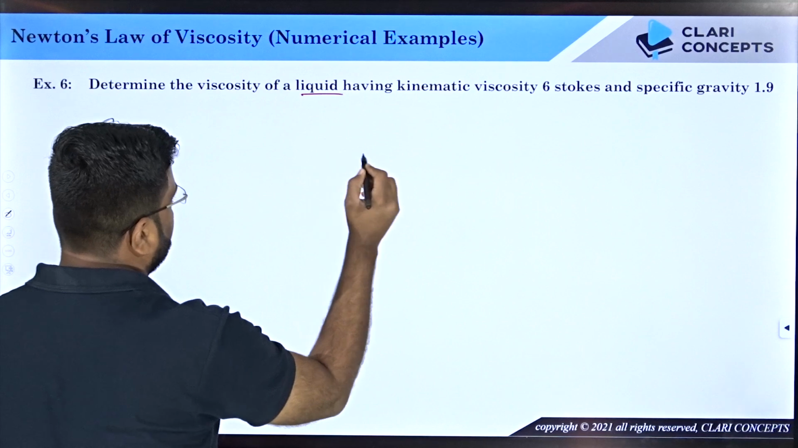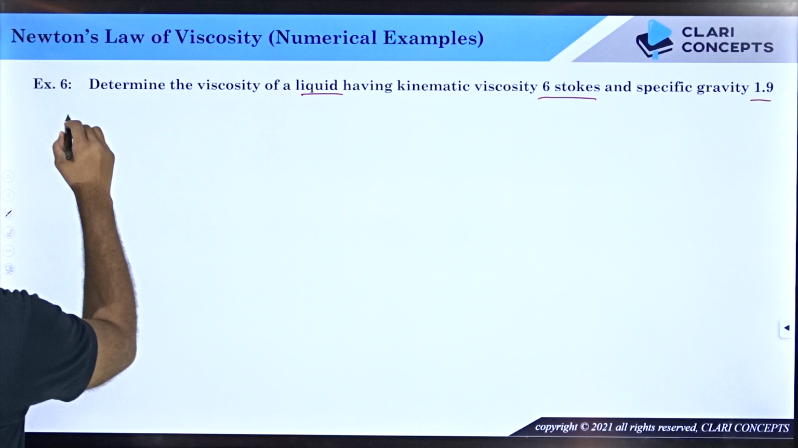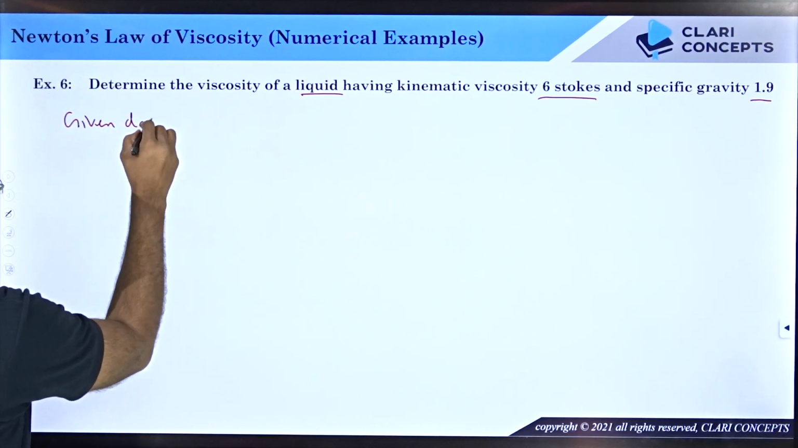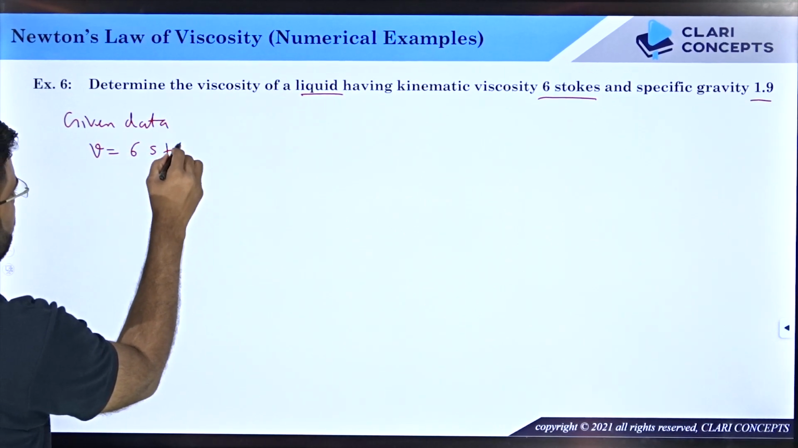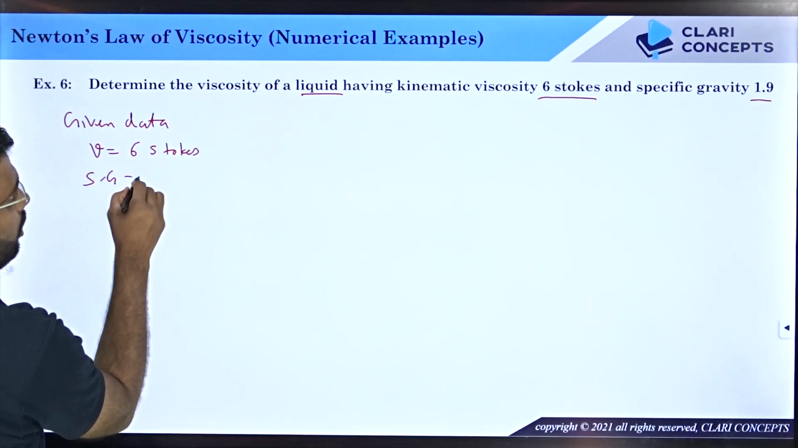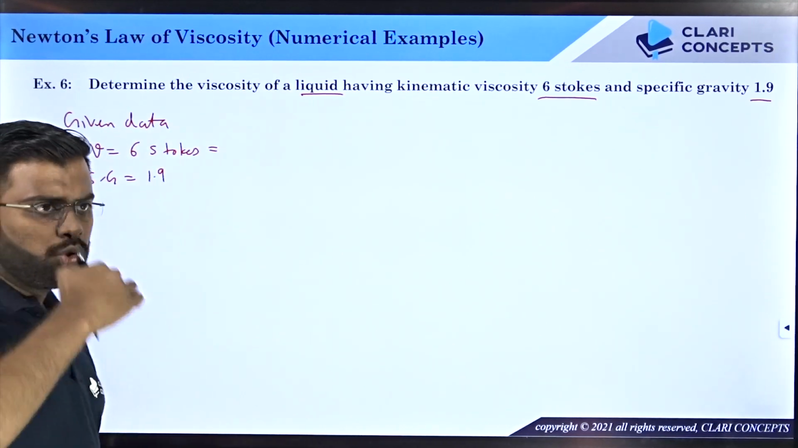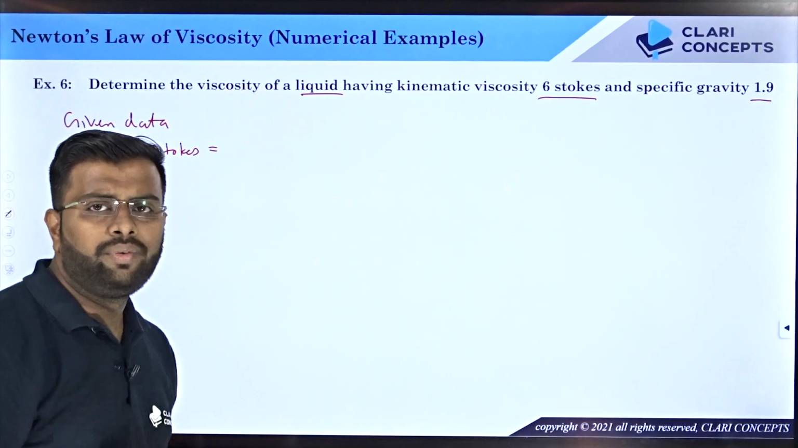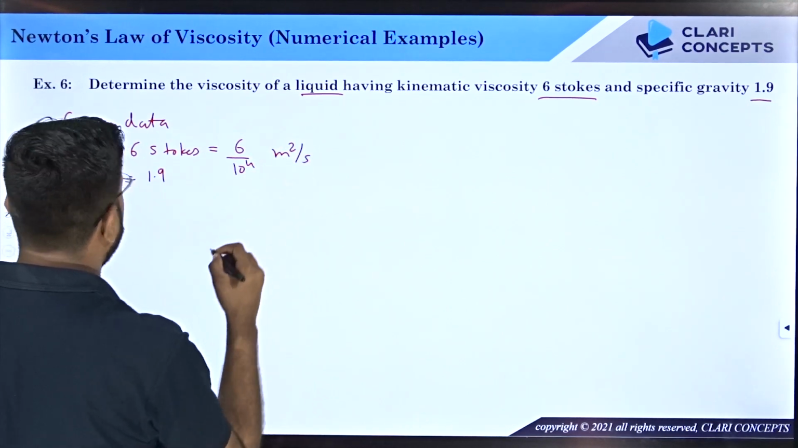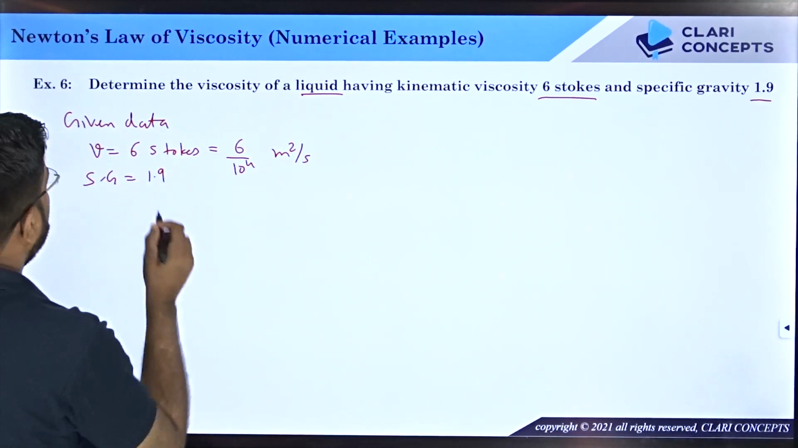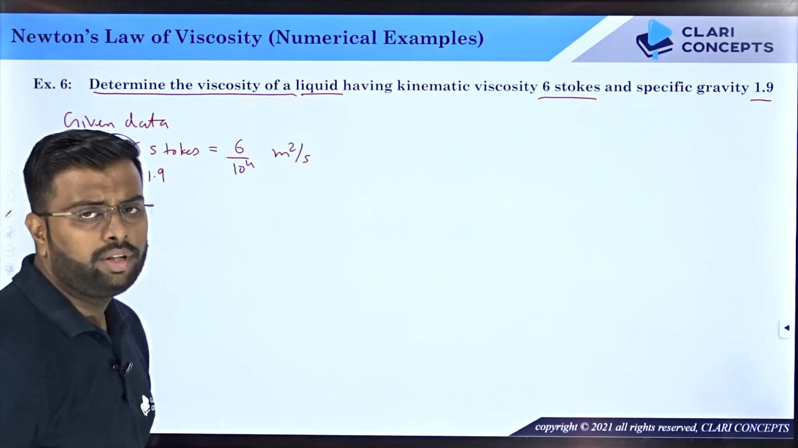Determine the viscosity of a liquid having the kinematic viscosity 6 stokes and specific gravity 1.9. Very simple. Given data, what is given to you? You have been given the kinematic viscosity in stokes, right? 6 stokes and specific gravity 1.9. Now, you convert this into meter square per second. How do you do it? From stokes, that is CGS, to SI, you always divide by a factor of 10 to the power 4. So, 6 divided by 10 to the power 4, this will be meter square per second, and specific gravity is anyway unitless. They asked you to find out the viscosity of the liquid. Viscosity meaning dynamic viscosity. They are talking about the dynamic viscosity, right?